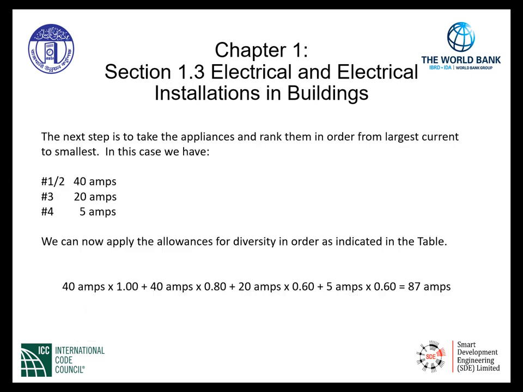Our next step is to take the appliances and rank them in the order from largest current to smallest. In this case, we have 2 appliances at 40 amperes each. We have the other appliance at 20 amperes and our last appliance indicated at 5 amperes. We can now apply the allowances for diversity in order as indicated in the table. We take our first appliance that has the largest current, 40 amps times 1.00, that is 100%, plus 40 amps times 0.80, plus 20 amps times 0.60, plus 5 amps times 0.60 equates to 87 amps would be our amps for demand.